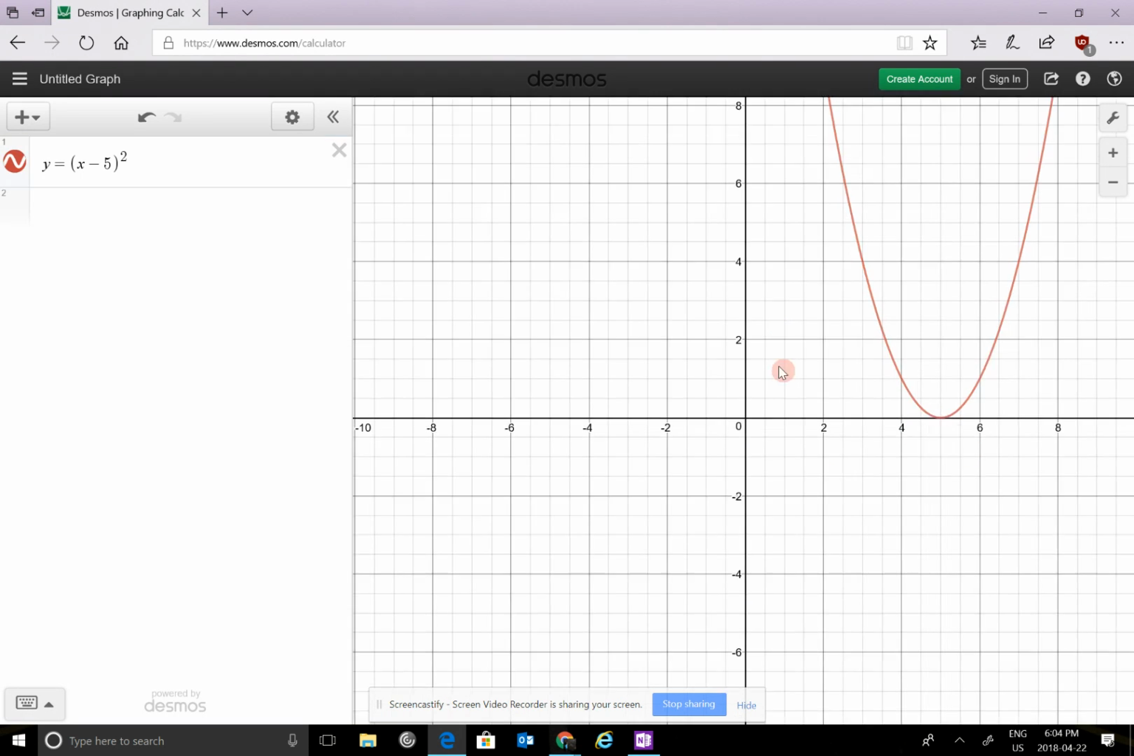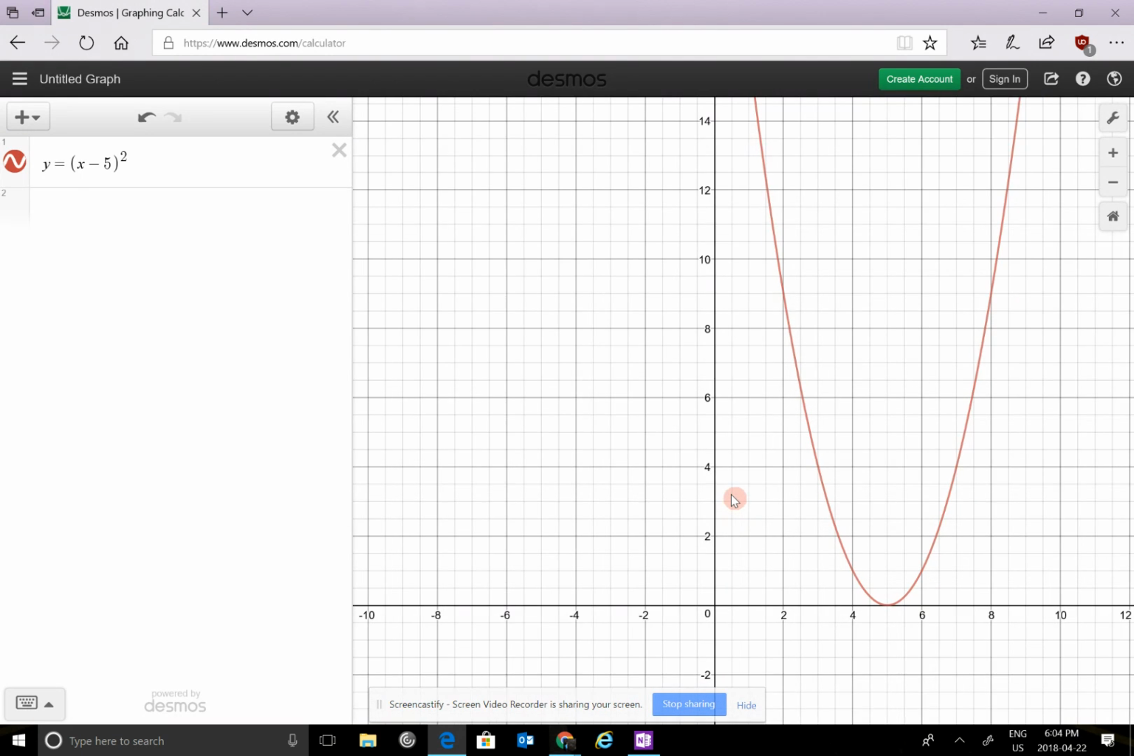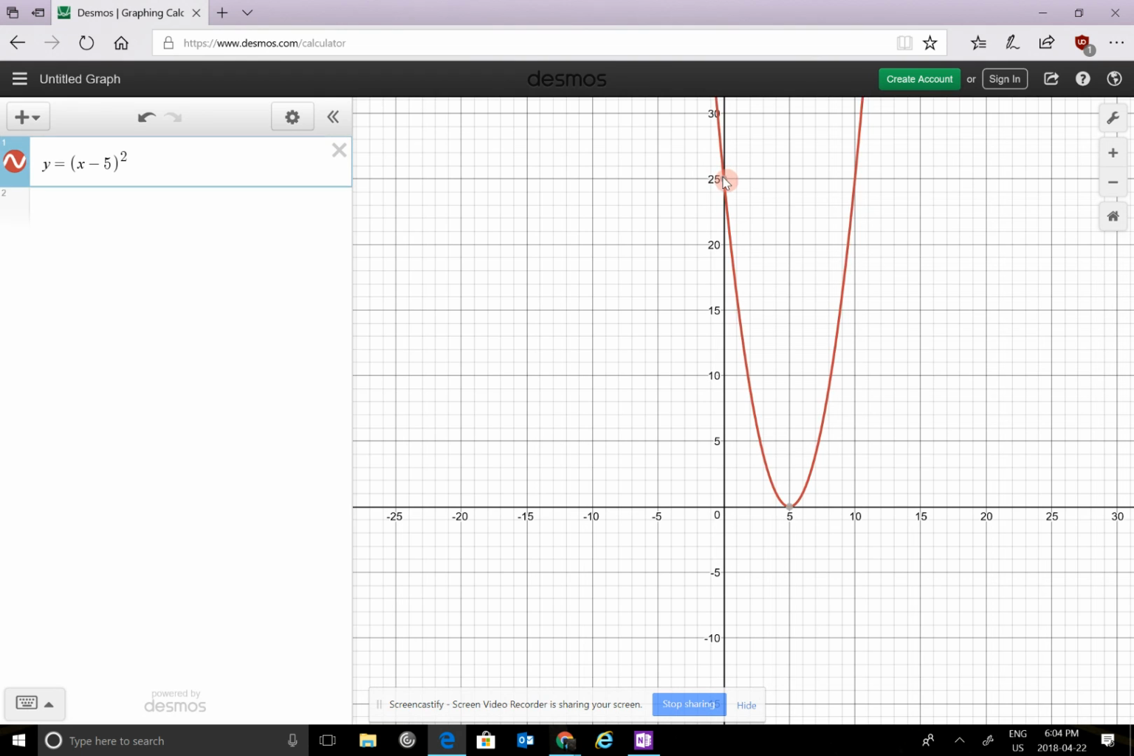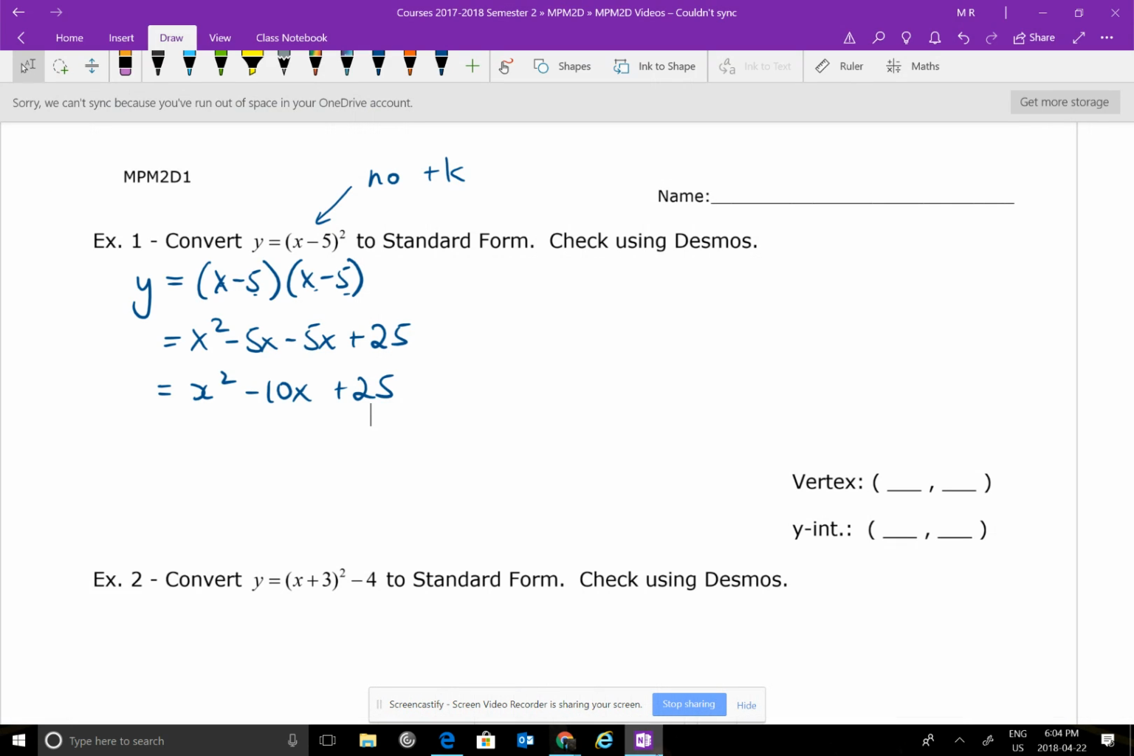Okay, and its y-intercept, well, we'd have to zoom out a little bit, but you can see the y-intercept is up here at 25. So let's write that down. So the vertex is 5 and 0. The y-intercept is 0 and 25. So the y-intercept from the equation, pretty obvious, is the last term in the standard form. That vertex, however, there's a 5, and notice how we have a 5 in our equation at that location, where we're supposed to have h.